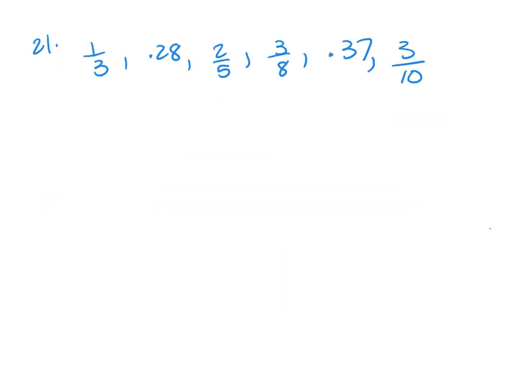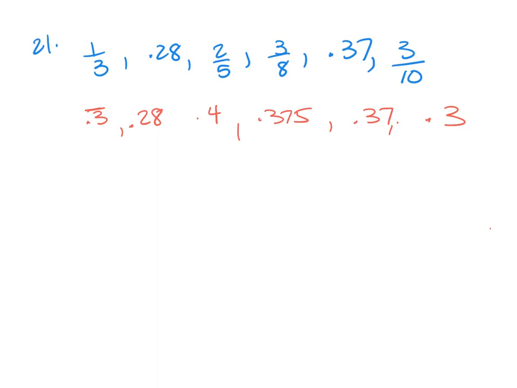I would change everything to decimals. So 1/3 is 0.3 repeating. 0.28 is 0.28. 2/5 is 0.4, I believe. 3/8 is 0.375. Then you got 0.37 and 0.3. Everybody get that? So you got to put it in least to biggest.